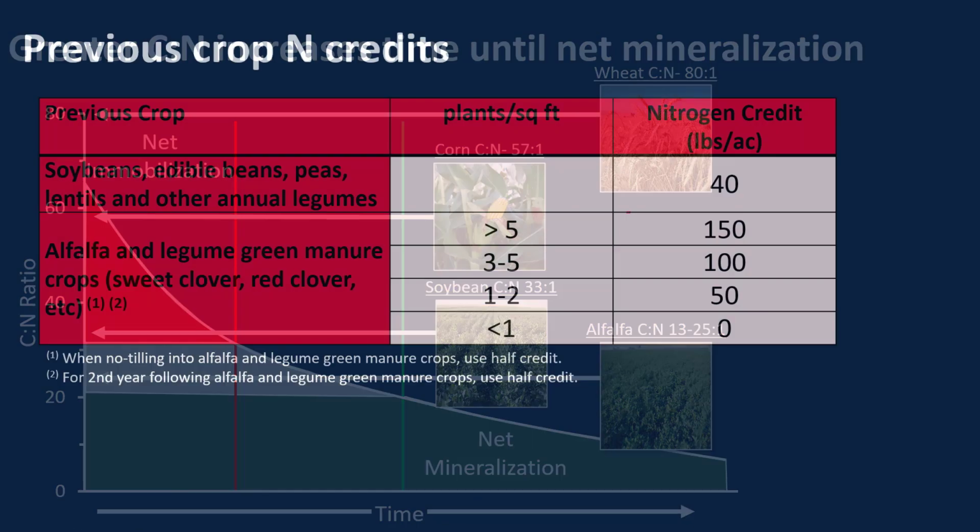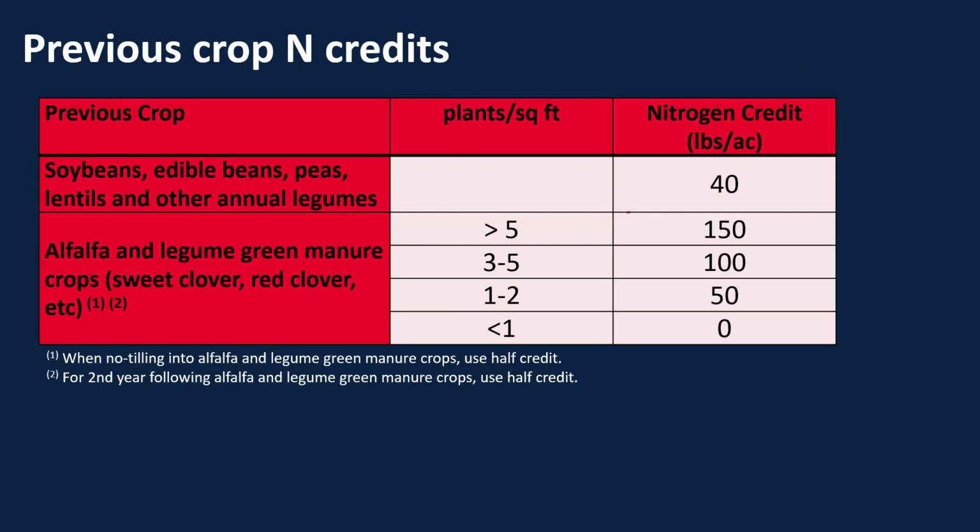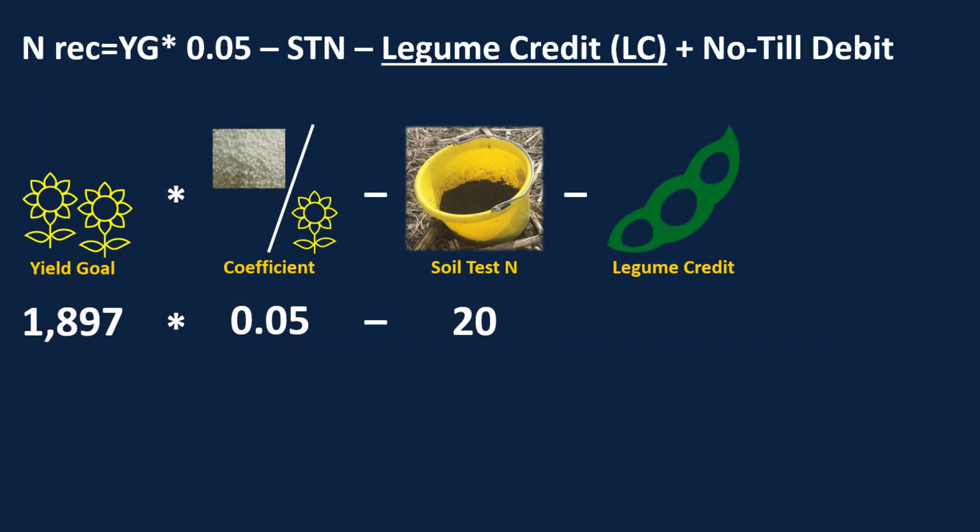So if we look at this table here, we can see the different credits. If we grow after soybean, we're going to get a 40-pound credit. If it's after alfalfa or green manure crop or clover, it depends on the amount of plants per square foot that remain before we go into sunflower, and you can see those credits here. So in this example we're going to say we planted a legume before our sunflower, and it's going to be a credit of 40 pounds per acre. So now our recommendation is 35 pounds of nitrogen per acre.